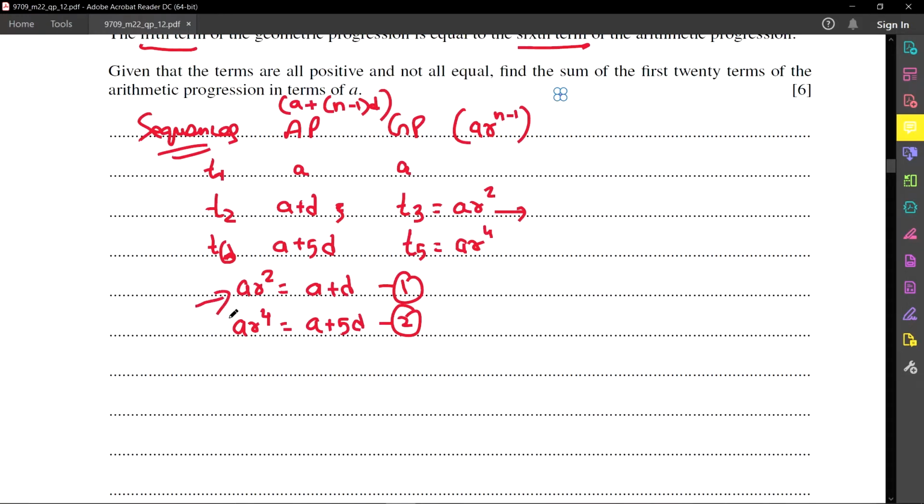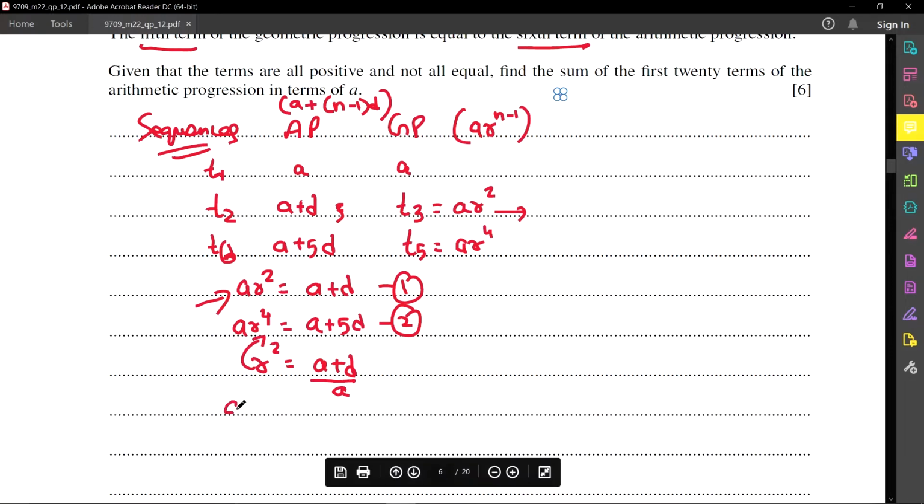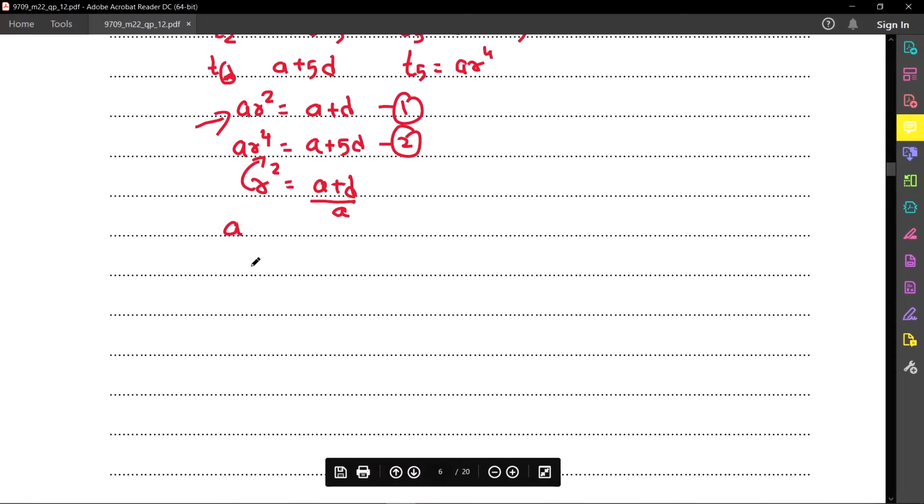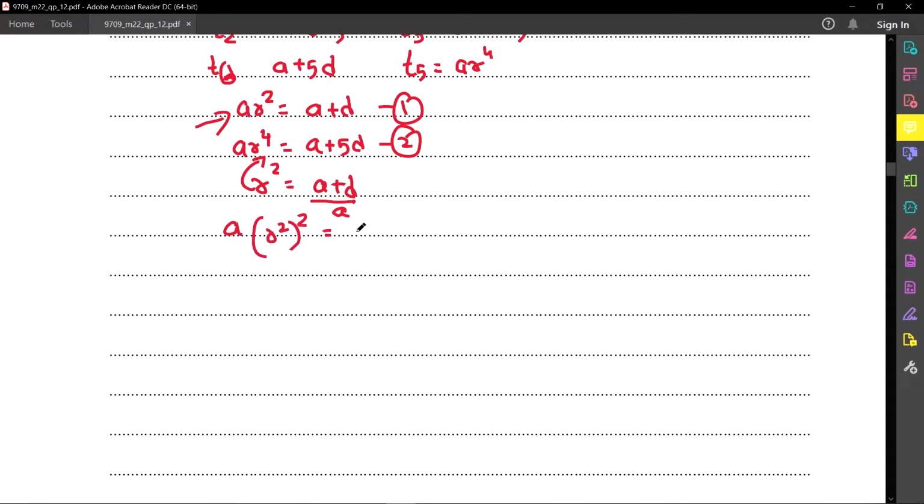Now to solve these equations, let's see. From the first equation, what we can do is R square equal to (A plus D) by A. Now use this R square in this equation. So you have R power 4, which can be written as (R square) whole square, equal to A plus 5D.